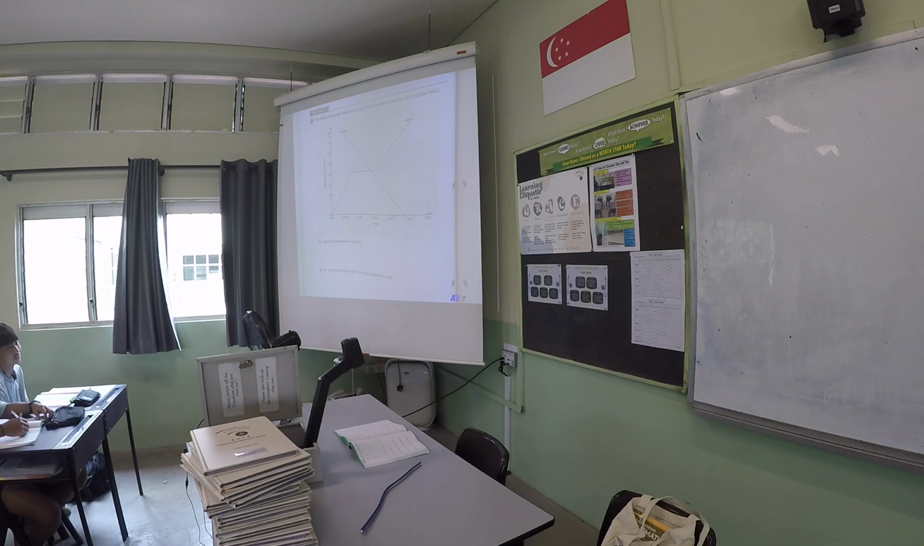Okay, understand? They are asking you distance. P is where we start measuring the distance. Q is here. So the distance between P and Q is this distance.